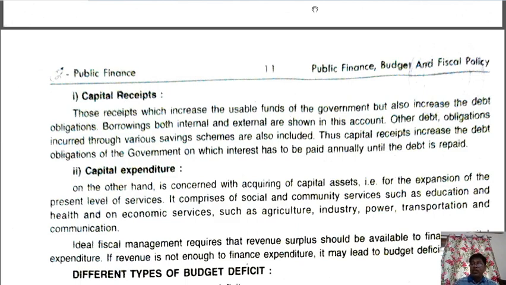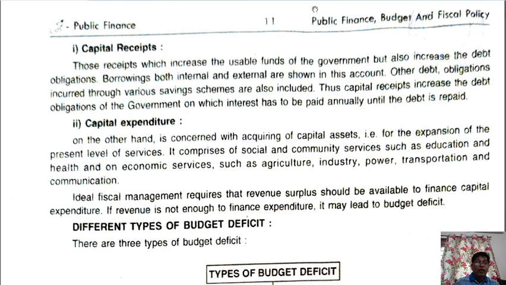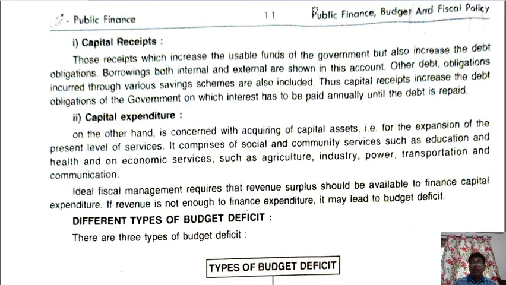This capital receipt increases the debt obligation of the government, on which interest has to be paid annually until the debt is repaid. Capital expenditure, on the other hand, is concerned with acquiring capital assets, for example, for the expansion of the present level of services. It comprises social and community services such as education and health, and economic services such as agriculture, industry, power, transportation, and communication.